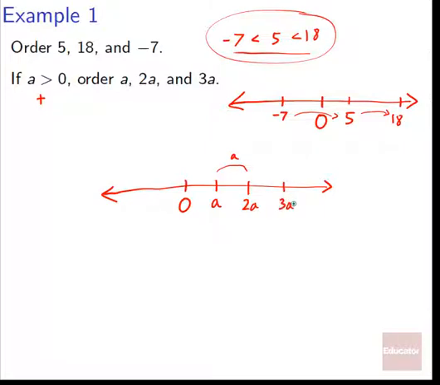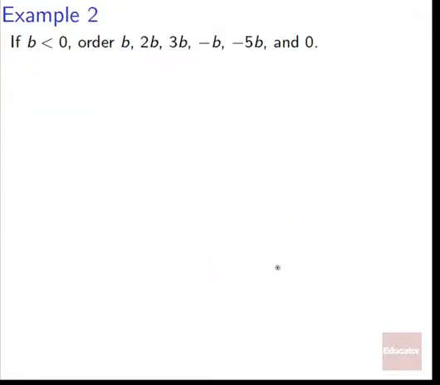Now we see what the order is. It goes a to 2a, and then 2a to 3a. Now we've got our order. So we can see visually what might have been difficult to talk about in a really analytical way with just symbols. By being able to make a picture, it becomes easier for us to understand. Great.